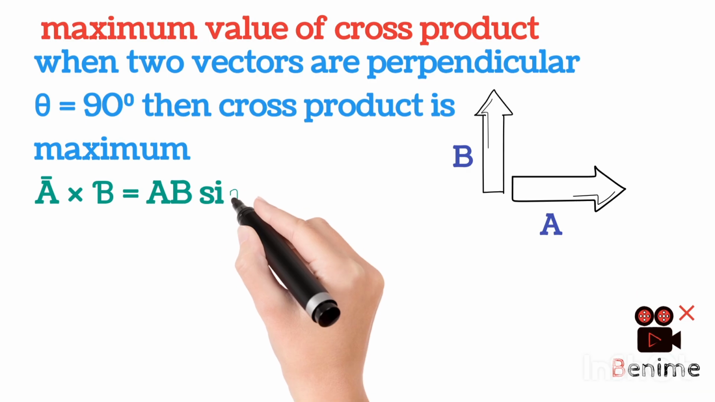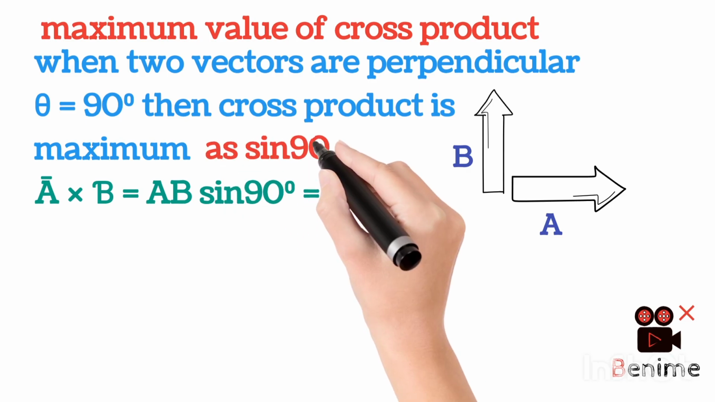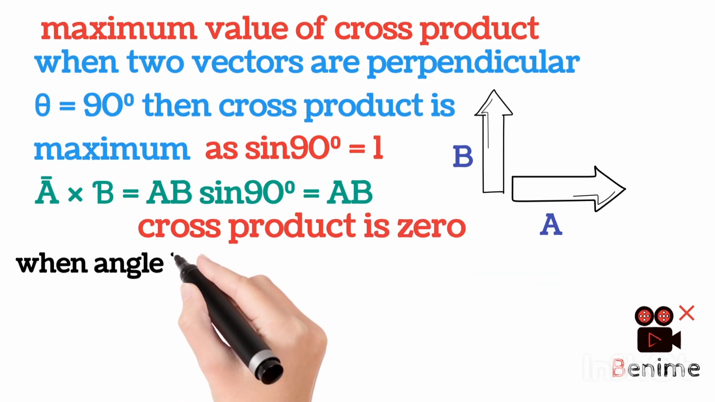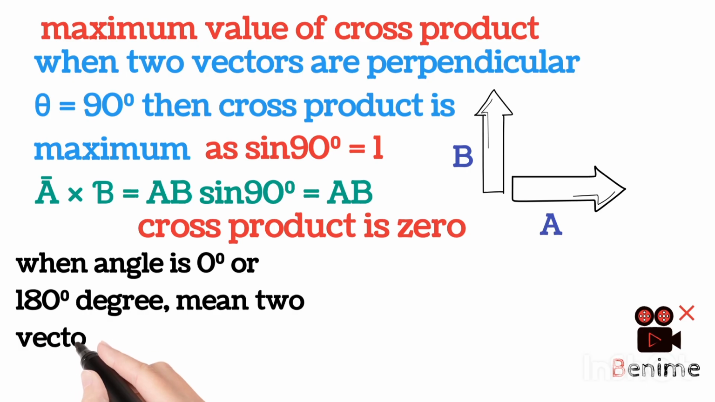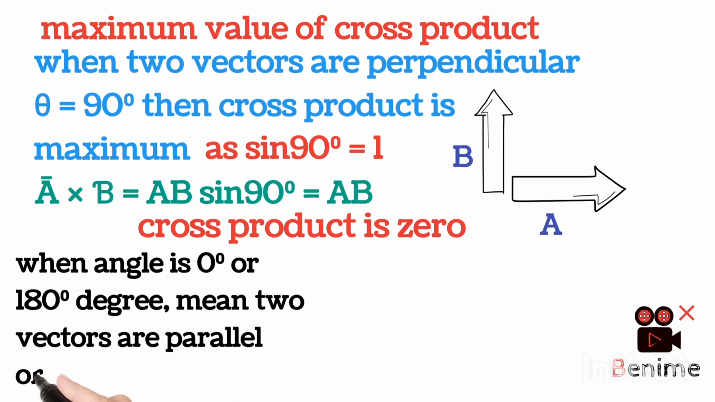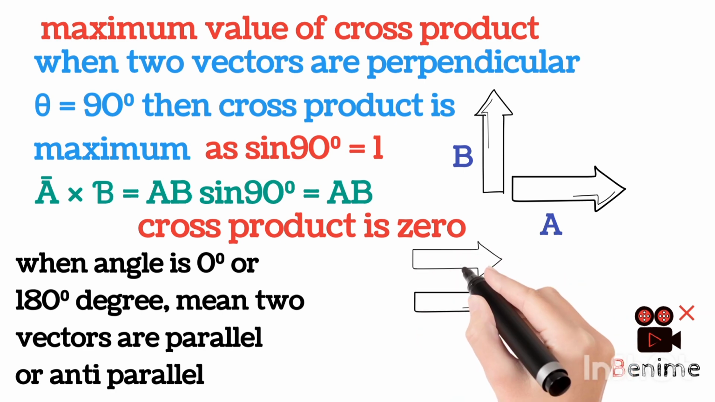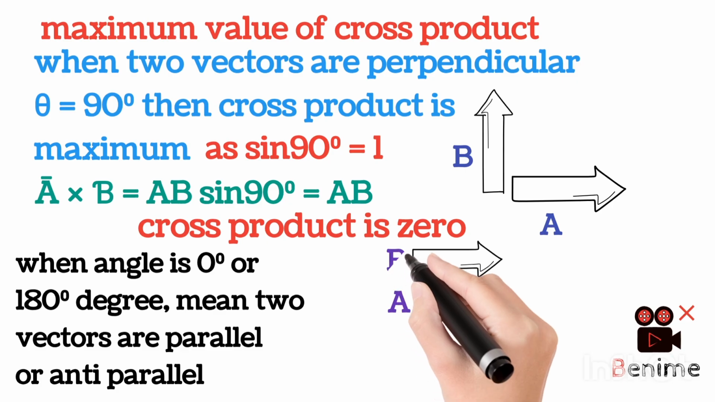But if two vectors are parallel, then their cross product will be 0 because the angle between the two vectors will be 0 and sin 0 is equal to 0. It is also true for antiparallel vectors, whose angle is 180 and sin is also 0 at this angle. This is shown by two vectors A and B by arrows.